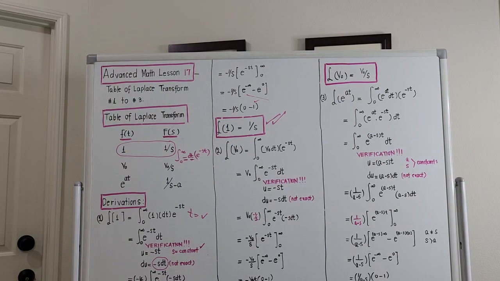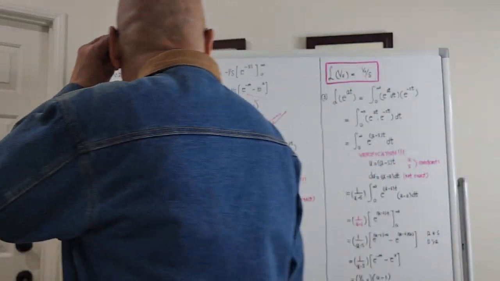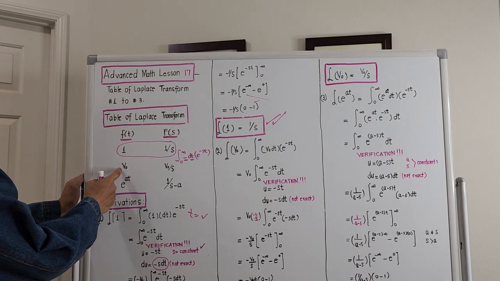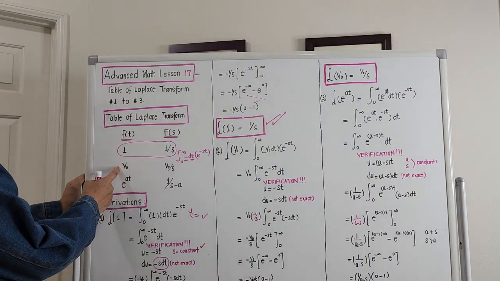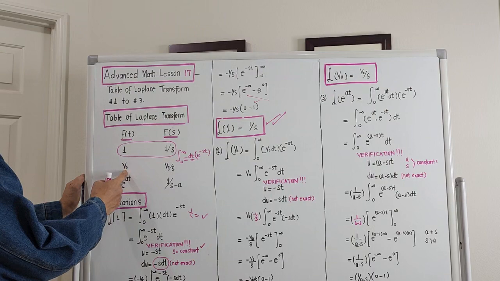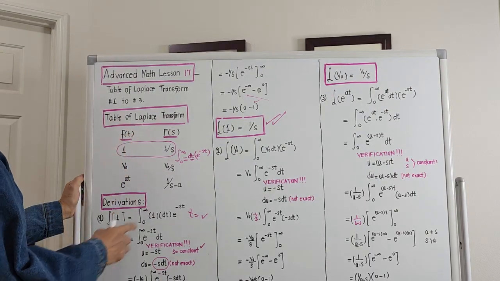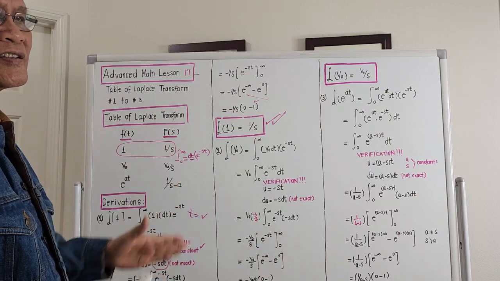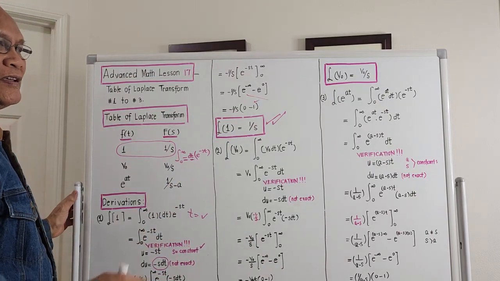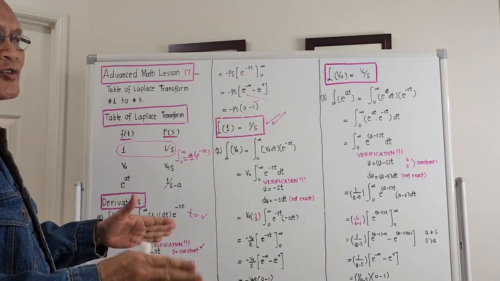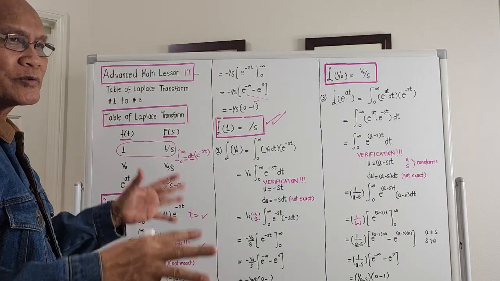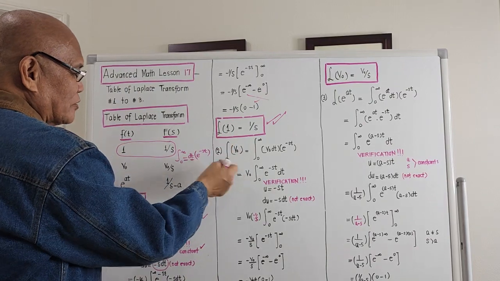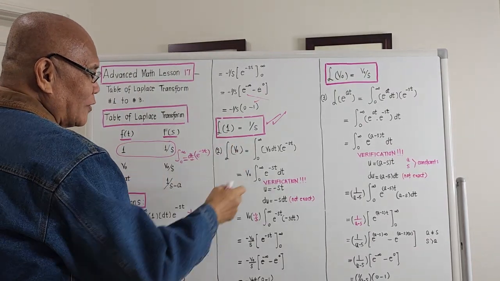Okay, that's number 1. Let's proceed with number 2. The Laplace transform of V sub 0, meaning the V here is voltage and 0 here is initial, the initial voltage. This refers to circuit analysis, okay? The main concentration of the Laplace transform is on the so-called circuit analysis, transient problems.